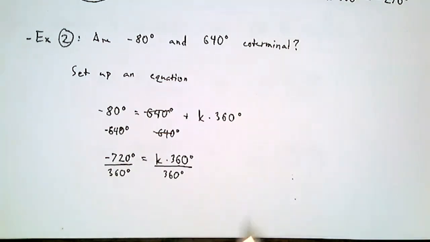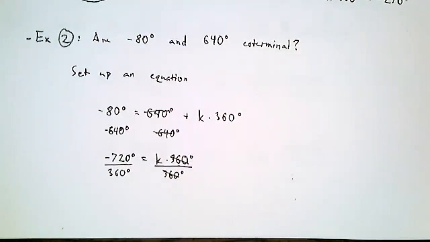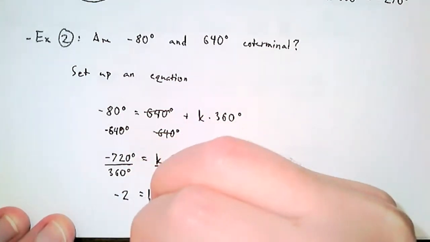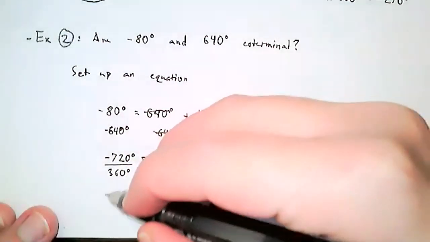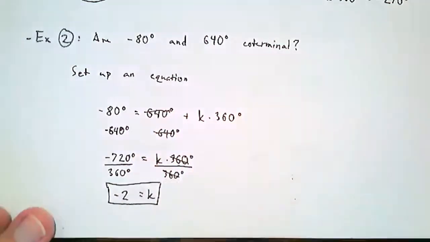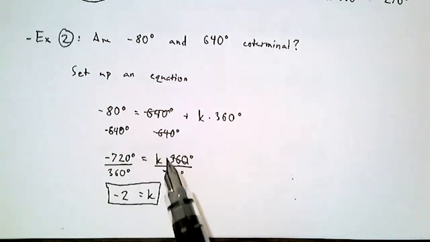So let's just do this division. On the right side, this cancels out. On the left side, we have minus 720 divided by 360, and that will come out to minus 2. Okay, so we solved the equation. We see that k equals minus 2. Okay, so that's the answer to the equation.